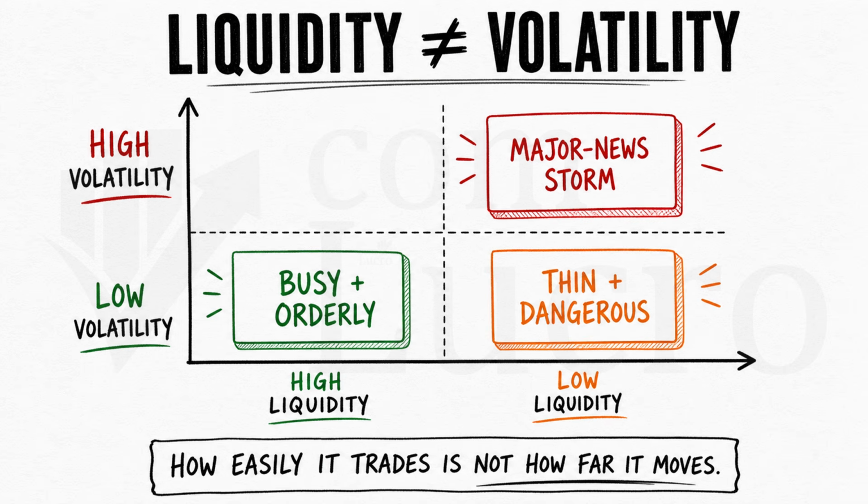Liquidity describes how easily the market absorbs buying and selling. Volatility describes how far and how quickly price moves. You can have high liquidity with moderate volatility. That is a busy, orderly market. You can have high liquidity with high volatility. That is a major news moment. And you can have low liquidity with high volatility. That is often the dangerous one.